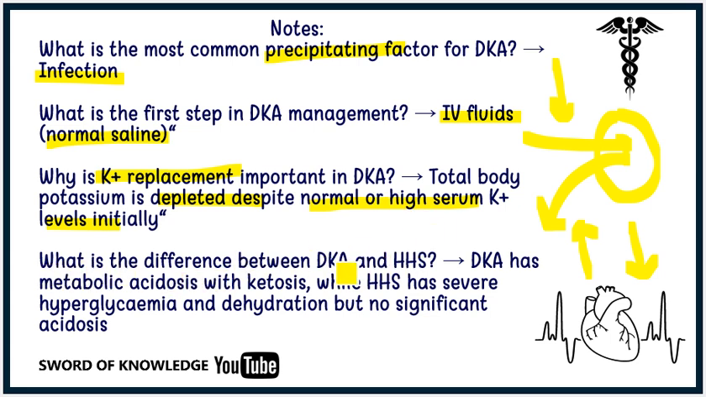And what is the difference between DKA and HHS? DKA has metabolic acidosis with ketosis, while HHS has severe hyperglycemia and dehydration, which we'll talk about 2-3 times. Also, DKA is a type 1 phenomenon, and HHS is more commonly seen in type 2 patients.